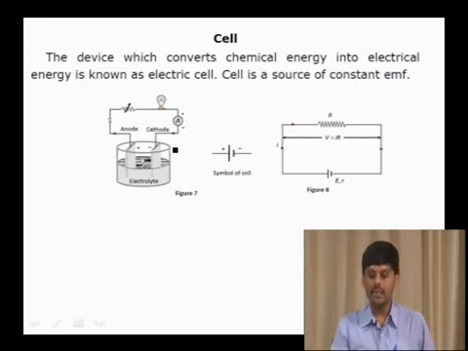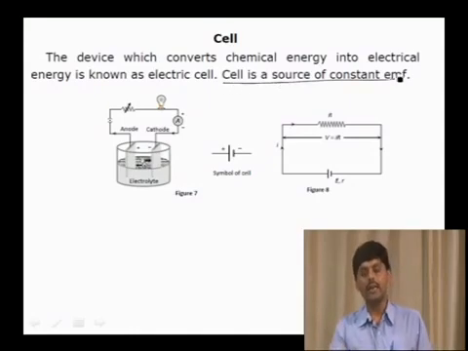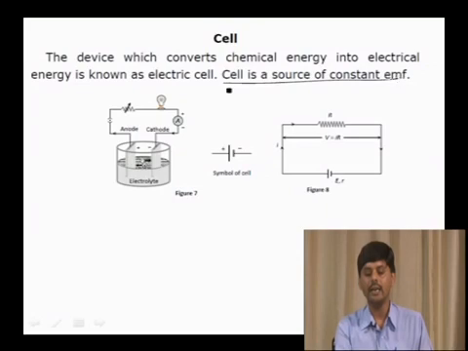Next we move on to the next concept, called a cell. A cell is a device which converts chemical energy into electrical energy, known as an electric cell. A cell is a source for constant supply. What is the meaning of constant supply? For home applications, the connection we take has a fluctuating voltage. Some experiments require a constant flow of voltage. In such cases we need this type of cell. Throughout the experiment, they supply a constant EMF. Therefore many experiments need cells.